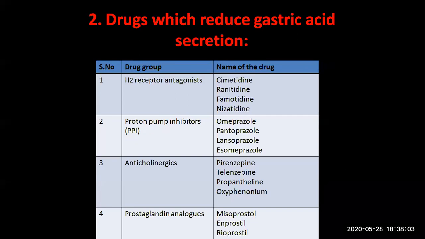The second group of drugs is drugs which reduce the gastric acid secretion. So here we have 4 groups. So first group is H2 receptor antagonist, that is antihistaminics. We have cimetidine, ranitidine, famotidine, and nizatidine here. The second group is PPI or proton pump inhibitors, which is omeprazole, pantoprazole, lansoprazole, and esomeprazole. And the third group is anticholinergics, which include pirenzepine, telenzepine, propantheline, and oxyphenonium. The fourth group is prostaglandin analogs, which includes misoprostol, enprostil, and rioprostil.